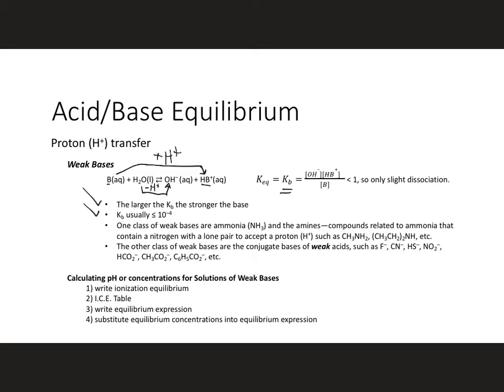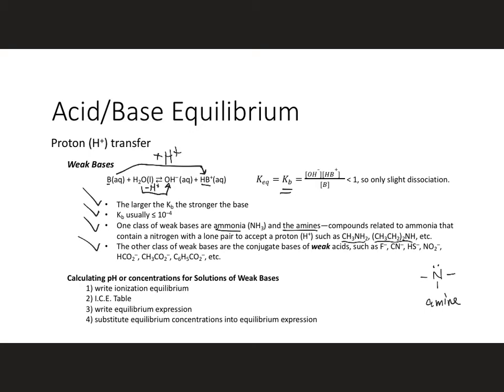And we find that weak bases fall into two categories. One of those is ammonia and the amines. The amines are compounds that are related to ammonia that contain a nitrogen with a lone pair to accept a proton. Examples of these would be things like methylamine or diethylamine. Virtually anything where we've got a nitrogen that's making 3 bonds, it's going to have a lone pair, so it fills its octet. This is an amine.